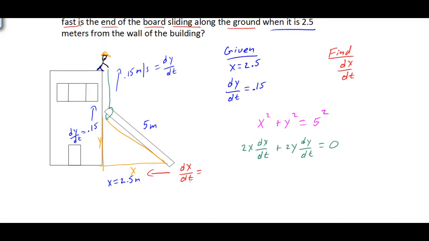If you notice here, if we go to substitute now, if we're looking for dx/dt, that's what we're looking for here, we would have 2 times x. Well, the x value, we want to know when this board is at 2.5 meters, so that's the x value. And then dx/dt is what we're looking for, plus 2 times y. Now, we don't have a y value.